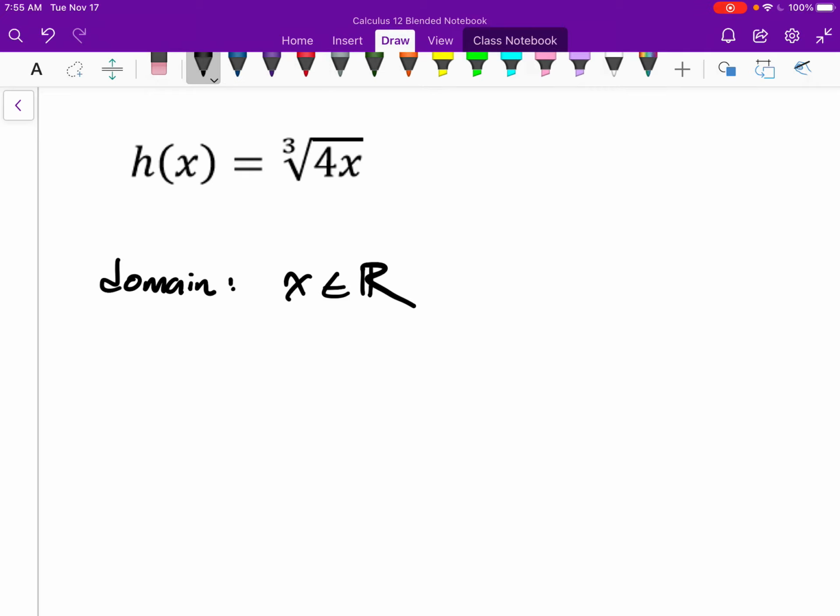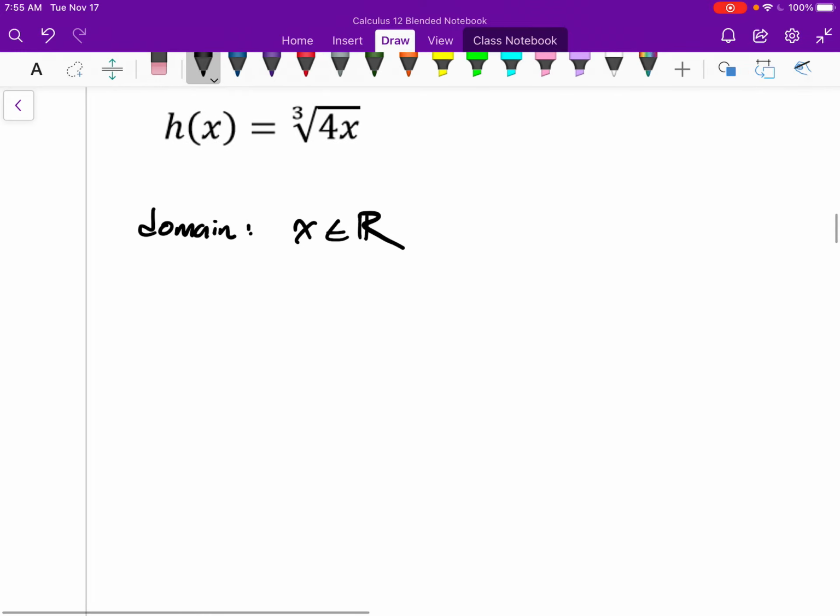Is this even or odd? Well, it kind of helps if you know roughly what a cube root function looks like, but I don't expect you to. So let's start with seeing if it's even, and see what h of negative x equals. h of negative x will equal the cube root of 4 times negative x.